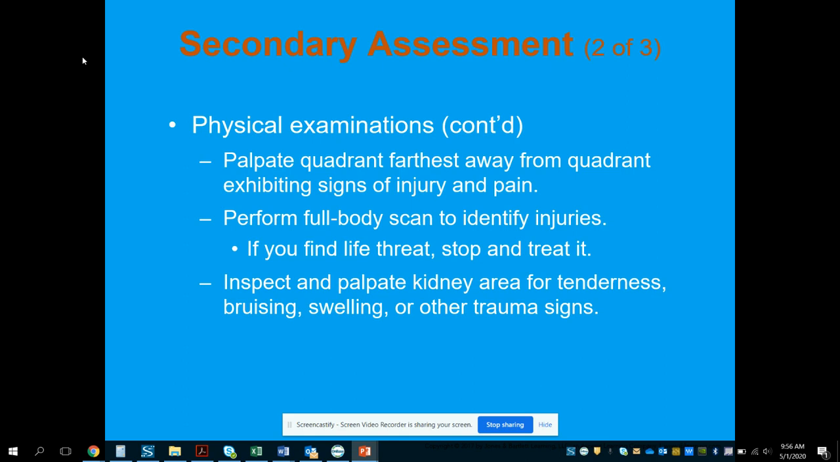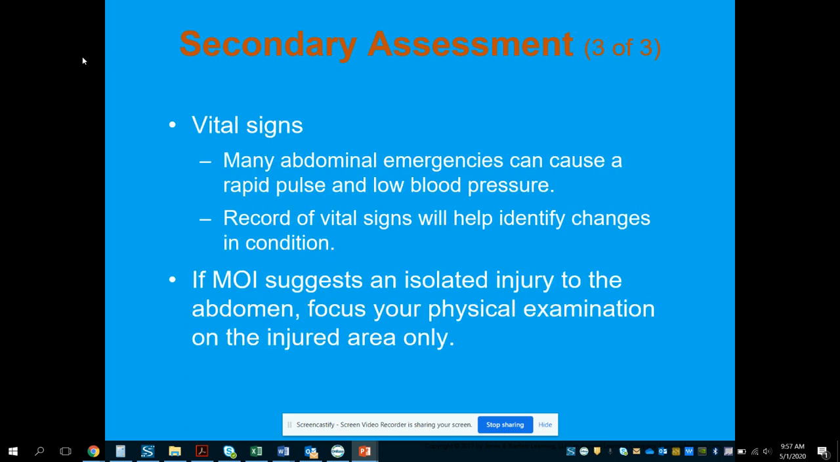Again, if you find a life threat, stop and treat it, but otherwise continue on. And we're looking for any type of bruising, swelling, or any other traumatic signs while we're looking at the body here. We're going to look at the vital signs. Abdominal emergencies can cause a rapid pulse and low blood pressure, especially if there is internal bleeding. So monitoring your vital signs can be that outward reflection of what's happening on the inside when you can't really see it and know what's going on.